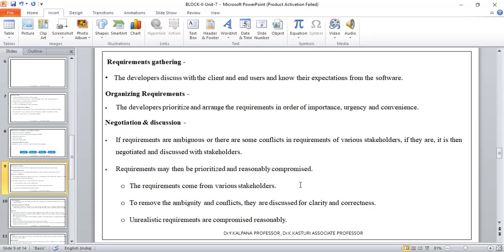Those things cannot be done. Those things can be done. Those things can be done with extra effort. So we do the possible things. Likewise, they will have a discussion and reasonably compromise on the requirements.